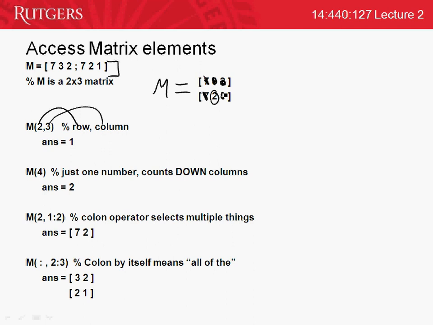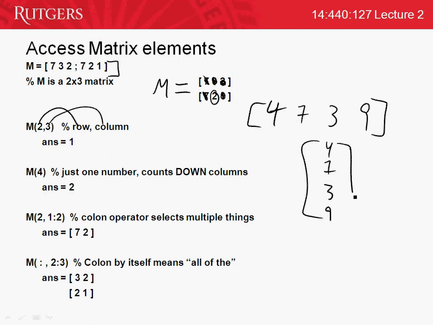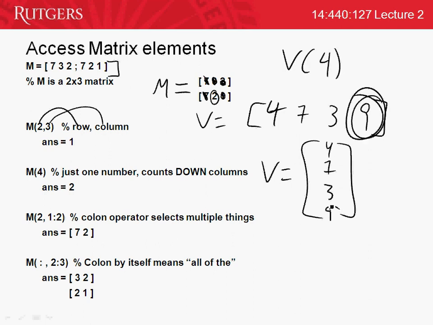So if you have a vector that's either 4, 7, 3, 9, whether it's a row or a column vector, it doesn't matter. Let's say these are both called V, saying V4 would always give you the fourth element, whether it's a row or column vector. So you use a single number to index vectors most of the time.